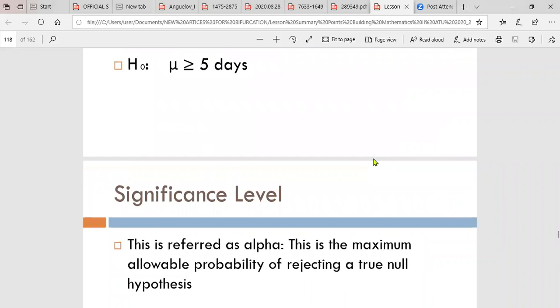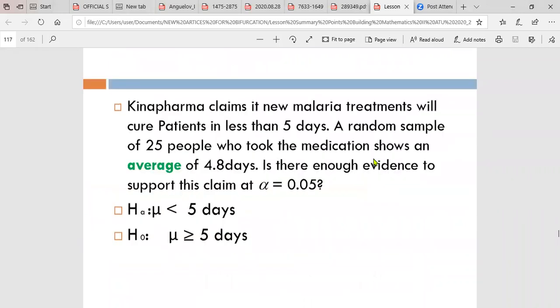So we have the next example here. Kinepharma claims that its new malaria treatment will cure patients in less than 5 days. So what is the claim? It claims that the new malaria treatment cures patients in less than 5 days, which means on average, all persons who take their malaria treatment will recover in less than 5 days. That is what they are saying. So that is a claim, okay?